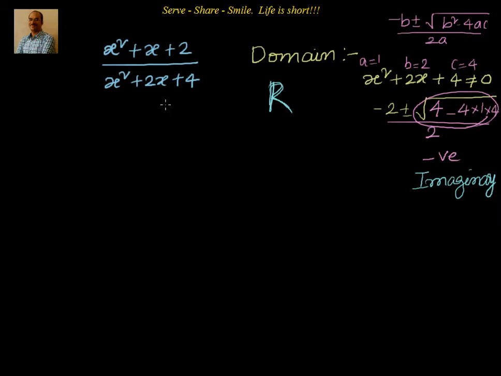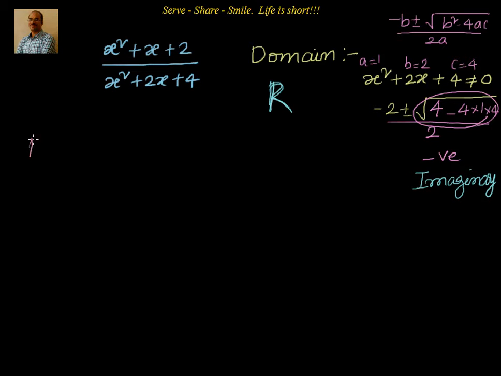So let me repeat that. The denominator should not be equal to 0, so I have to find any values of x which will make the denominator 0. I found nothing, because the roots are imaginary, as the discriminant of this quadratic equation is less than 0. So let's go to range now.